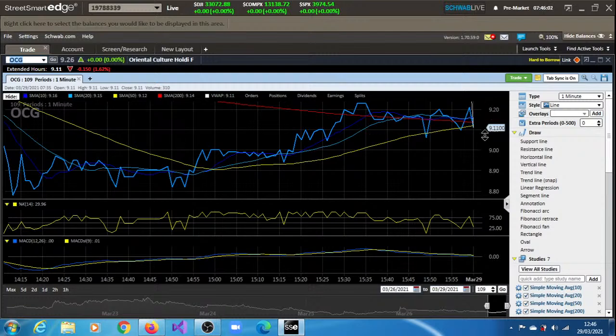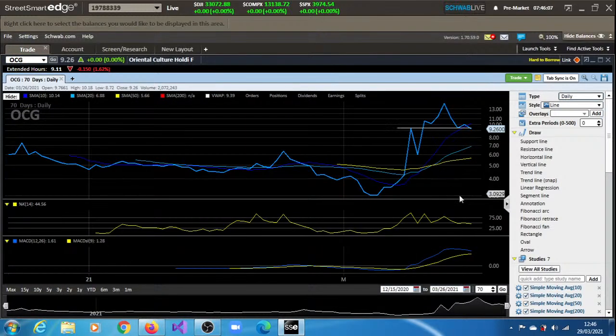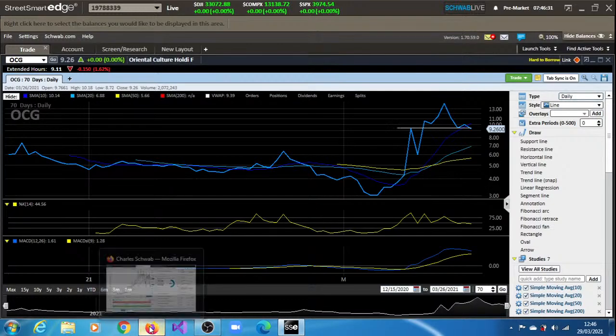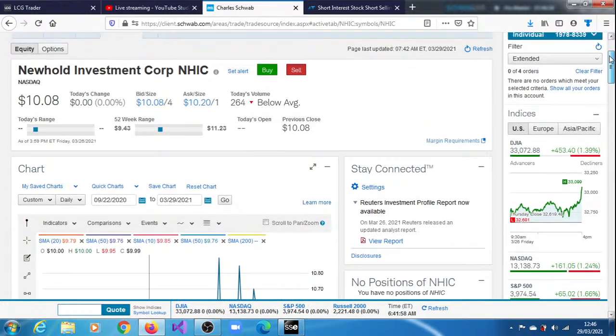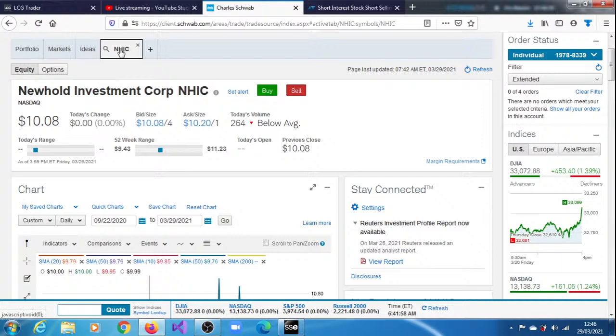Oriental Culture Holdings is down 1.62%. So this is what happened in the last trading session. Let's try and look at the daily chart. You can see on the daily chart it's quite bullish at the moment, trading slightly below its short-term trend line. And even the MACD is still above the signal line, so I think it's quite bullish at the moment. So let's even see what it's saying here. This is also from Charles Schwab, OCG, just in case.